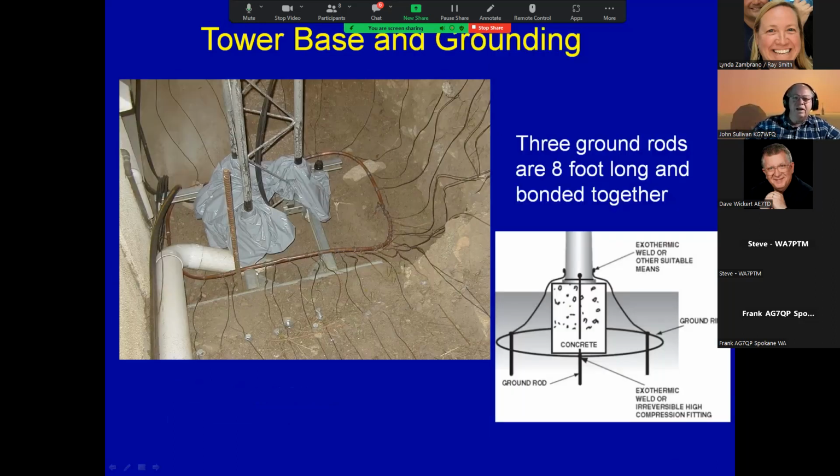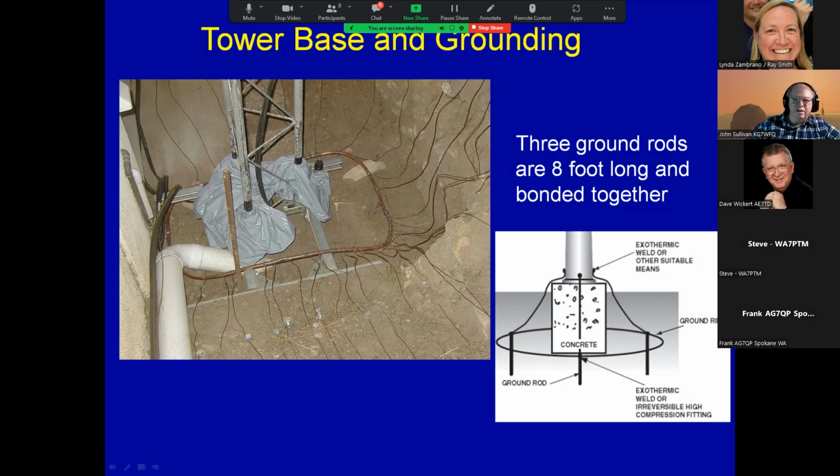So, tower base and grounding. We just talked about how we wanted to bond components of a grounding system together. Here's an example of a tower base and the grounding for it. You can see probably better in the lower right where the drawing is, where you've got ground rods in the ground, and then you can see that grounding ring. That is the straps or wire, whatever you're using to bond each of the rods together, and then each of the rods is connected to the leg of the tower.